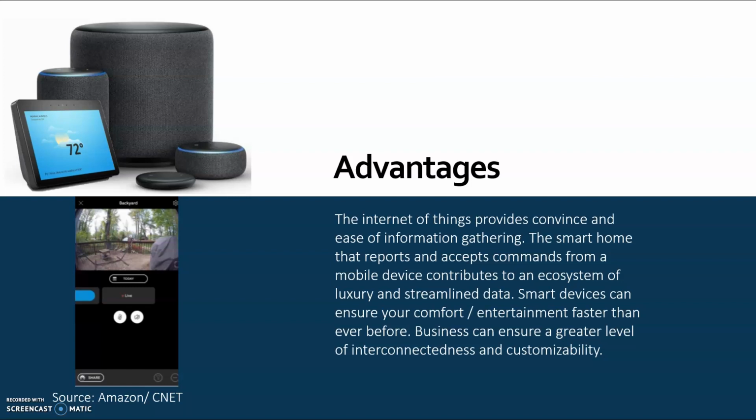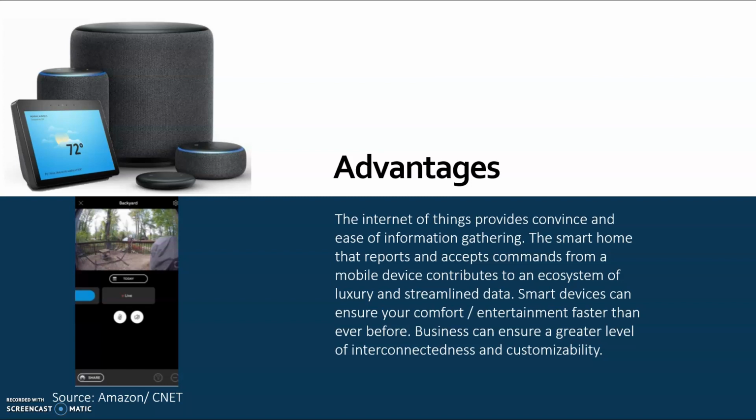The bottom picture there is an example of the physical security aspect of the Internet of Things, where you can just put a camera down. You don't have to necessarily wire it up. I believe that is the Ring doorbell itself, right there, watching the backyard of your home.